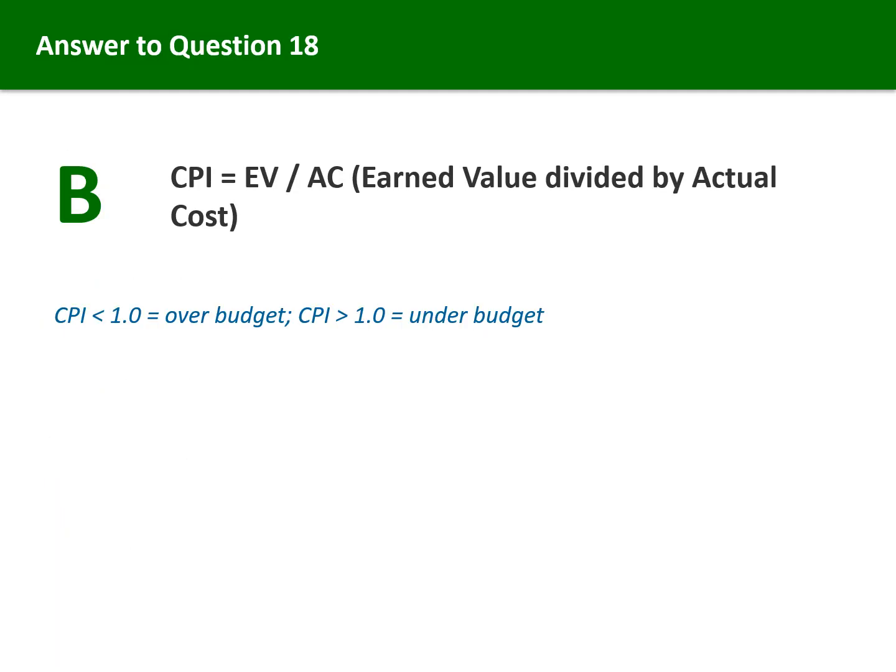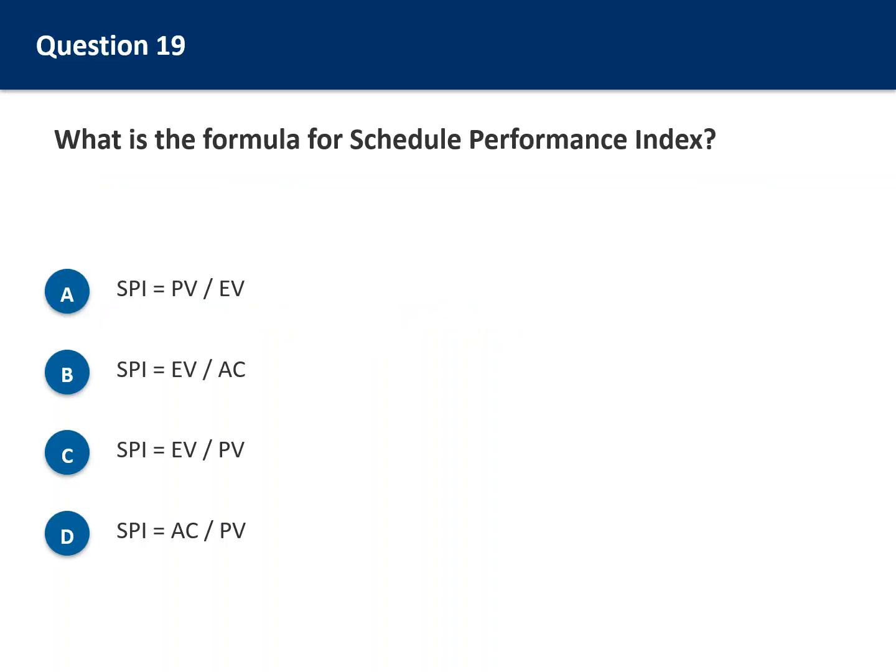The correct answer is B. Cost performance index equals earned value divided by actual cost. For index formulas, earned value goes in the numerator. The interpretation uses the 1.0 threshold. If CPI is less than 1.0, you are over budget, meaning you are getting less than $1 of value for every dollar spent. If CPI is greater than 1.0, you are under budget, meaning you are getting more than $1 of value for every dollar spent. A CPI of 0.8 means you are only getting 80 cents of value per dollar. Question 19.